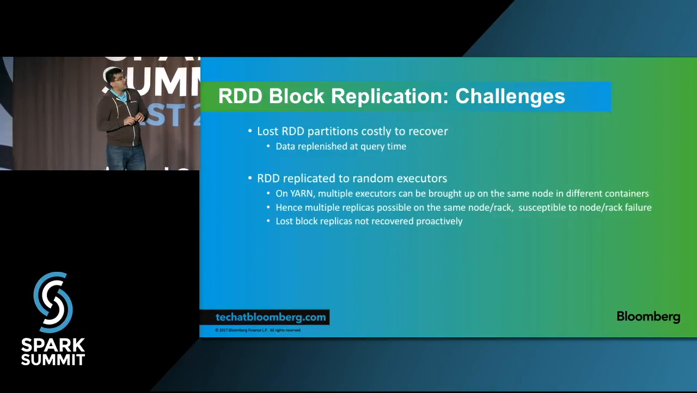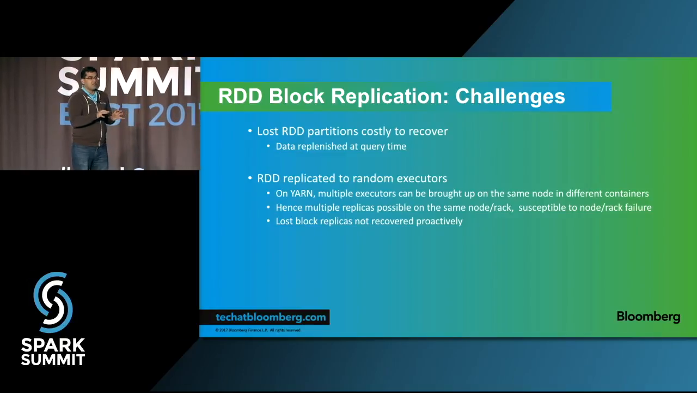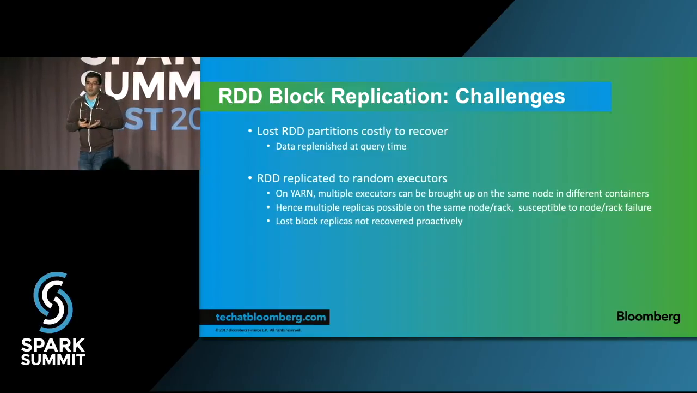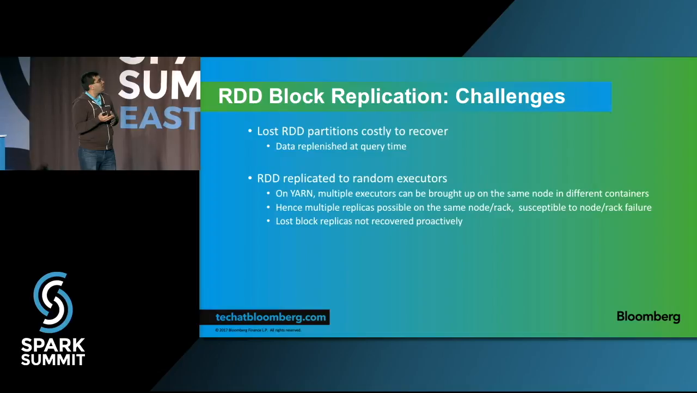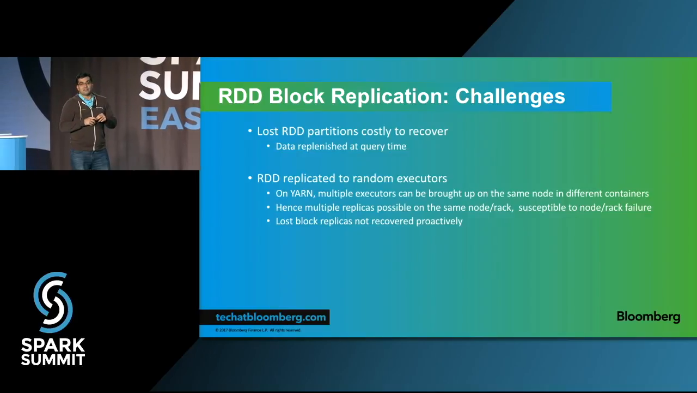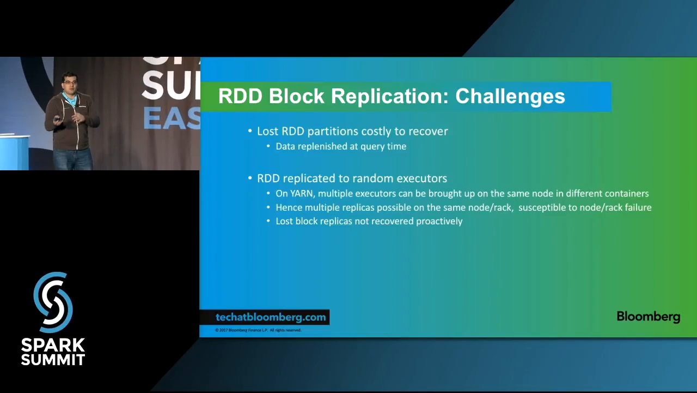So now that we understand replication and Spark driver internals to some extent, what are the challenges in block replication, right? So we already saw how lost RDD partitions are generated at query time. And if you only have a single partition, then losing that partition would really have a bad impact on your query performance, and that data would be replenished at query time, which you definitely don't want. So you go with multiply replicated RDDs, right?